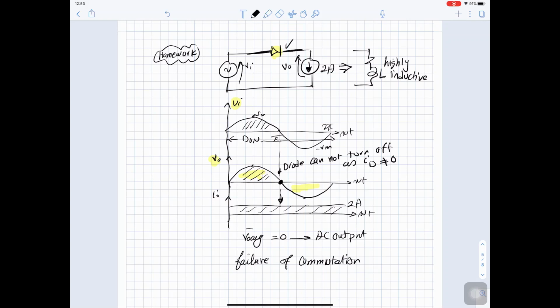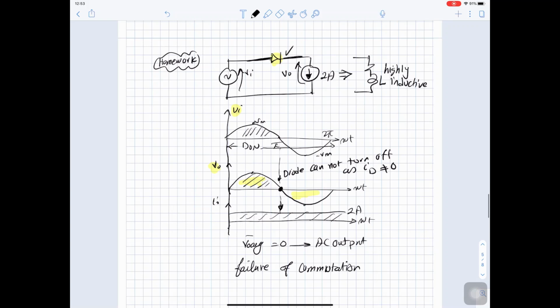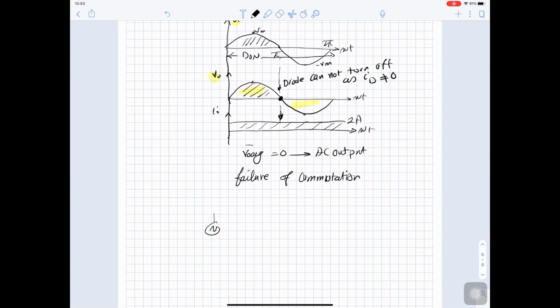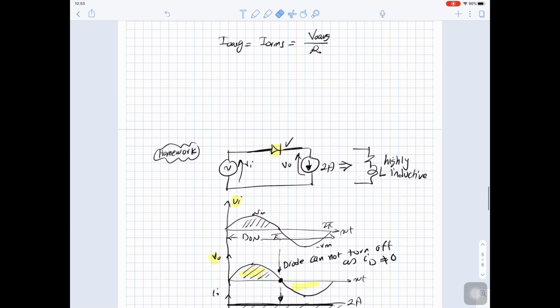So how can you resolve this? If you have a single phase half wave rectifier, and you connect this to your DC machine, which acts as a highly inductive load, the DC machine will not run, because this diode will always be on and the voltage here will be AC, not DC. How can you resolve this issue?